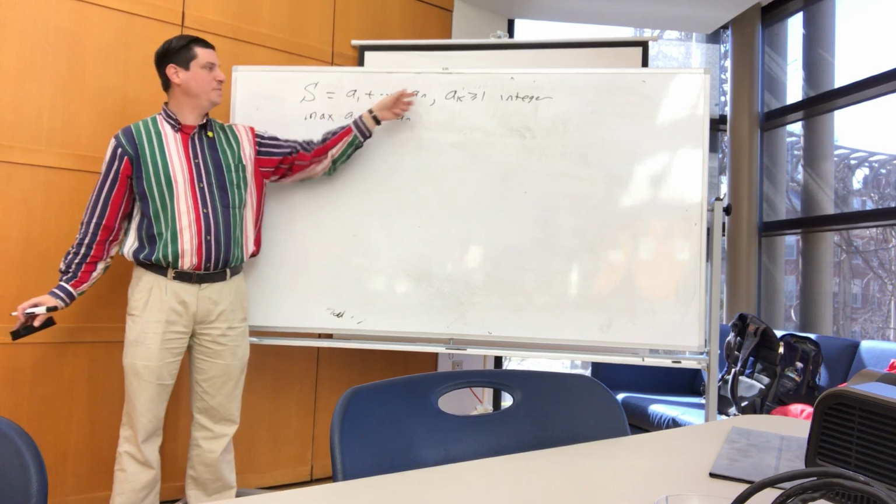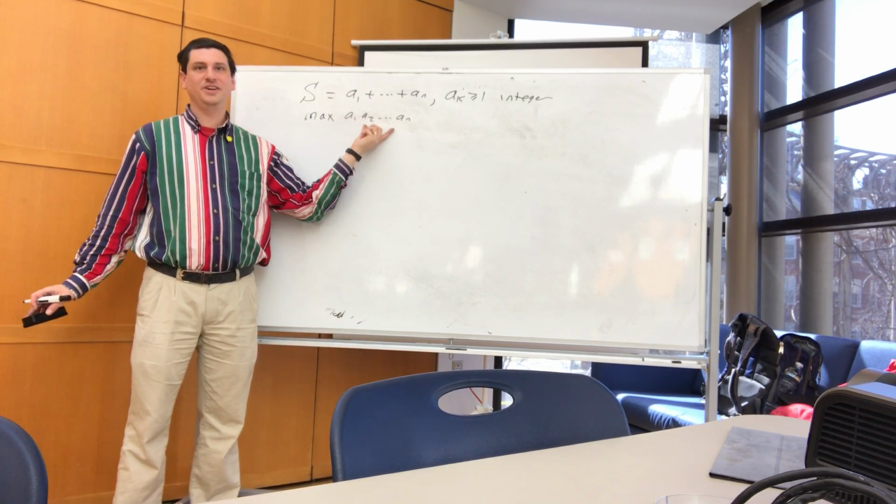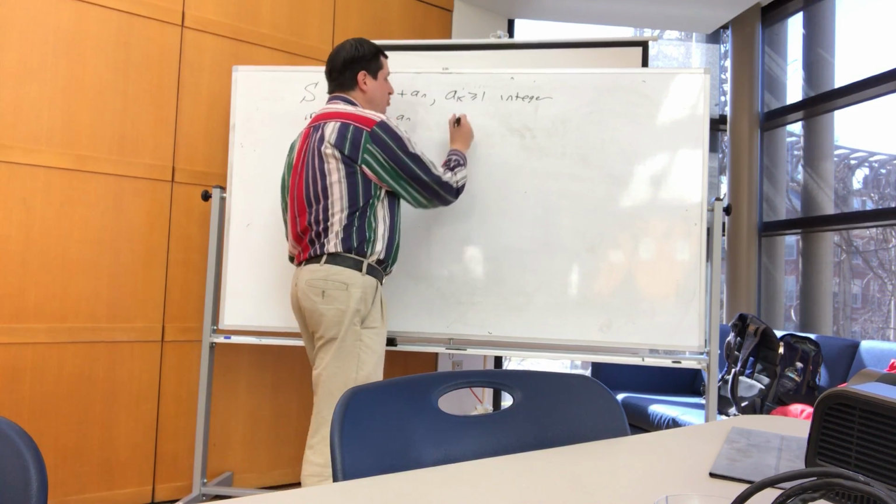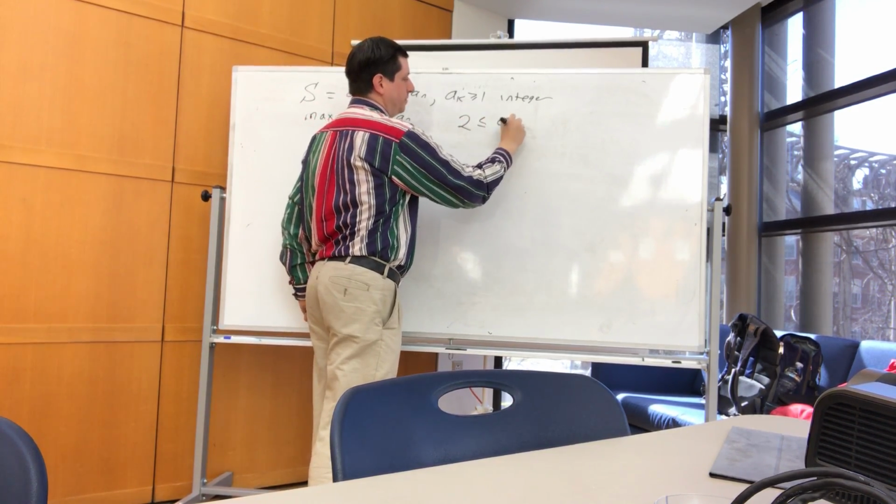For whichever decomposition has the largest product. There's no point in multiplying by 1. So I know that 2 is less than or equal to each number.